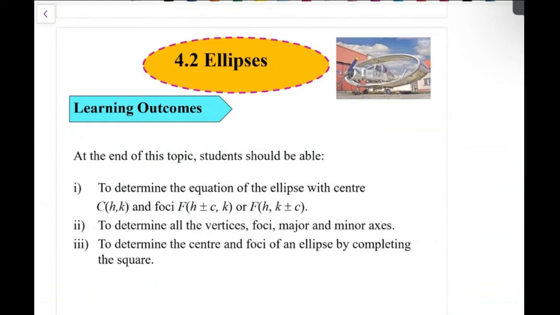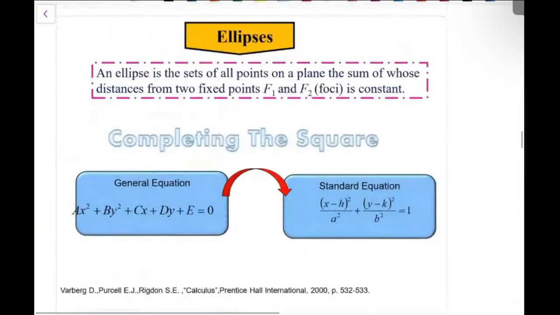In this video, we will learn about ellipses. Altogether, we have three main learning objectives for this subtopic. First, to determine the equation of an ellipse. Next, to determine all the vertices, foci, major and minor axes. And last, to determine the center and foci of an ellipse by using the completing the square method. So let's go through it first.